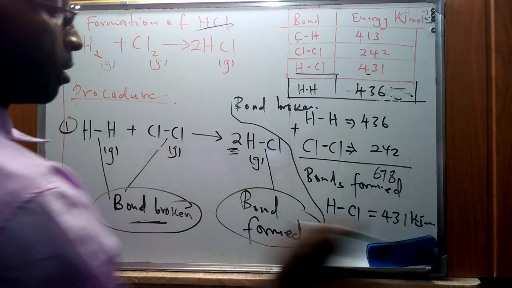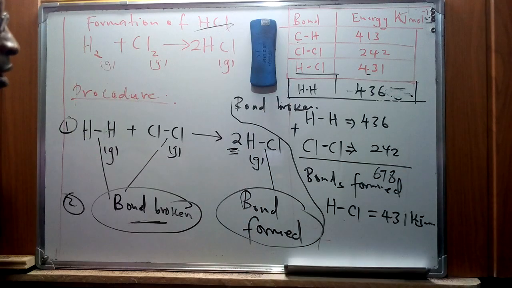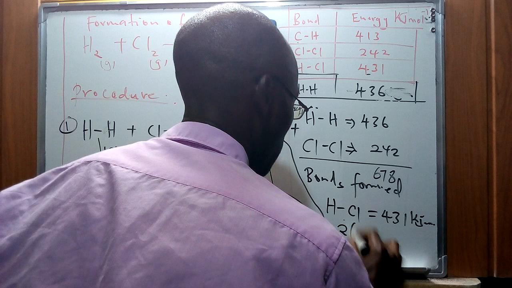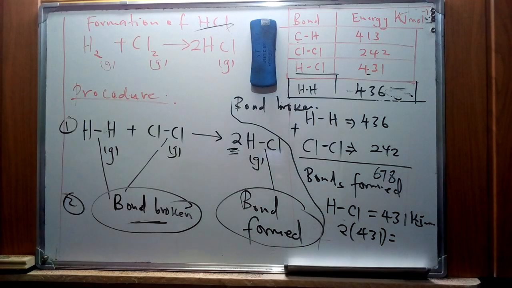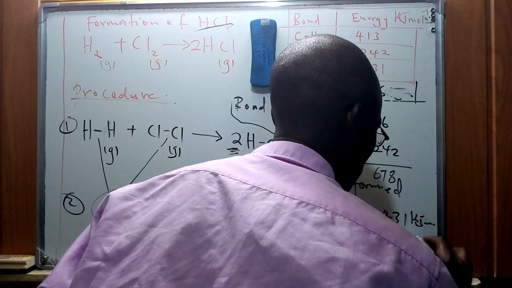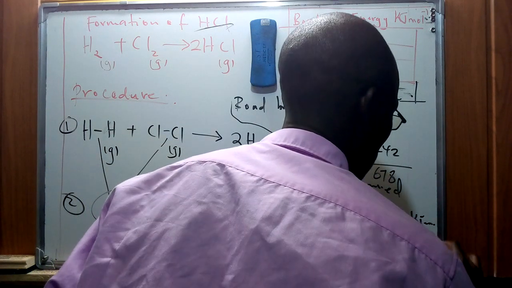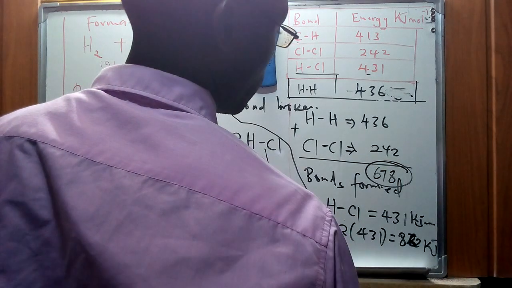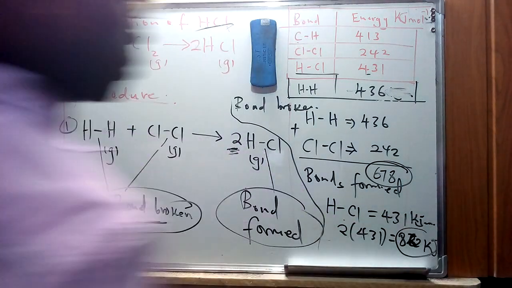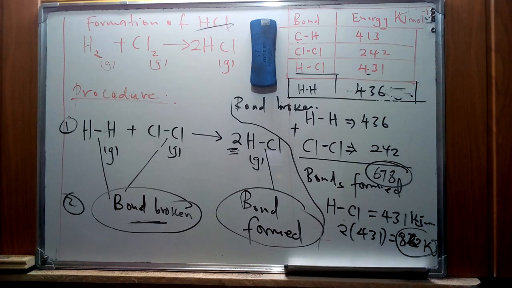So for the 2 moles which have been used in this stoichiometric equation, we're going to have to multiply this specific value by a coefficient of 2. So this is 431, and this is going to give us 862 kilojoules for those 2 moles which have been formed for the product.